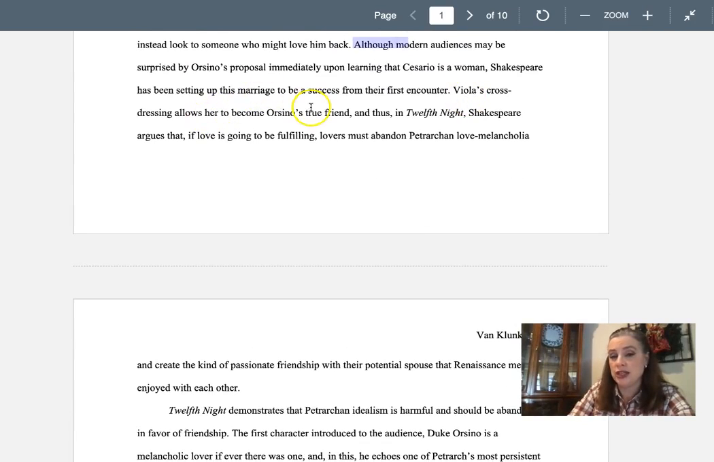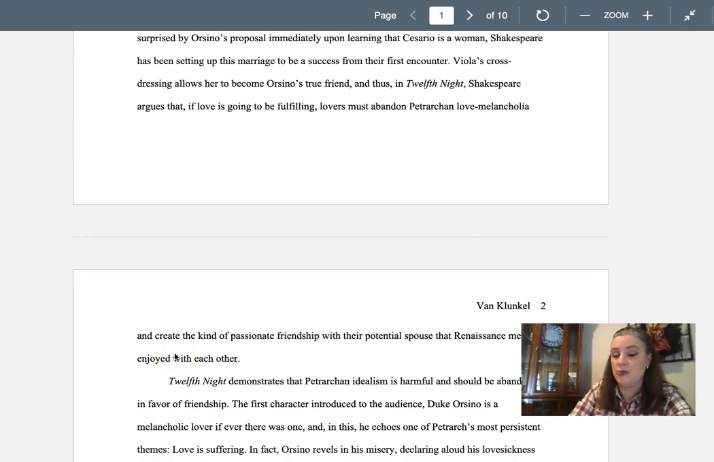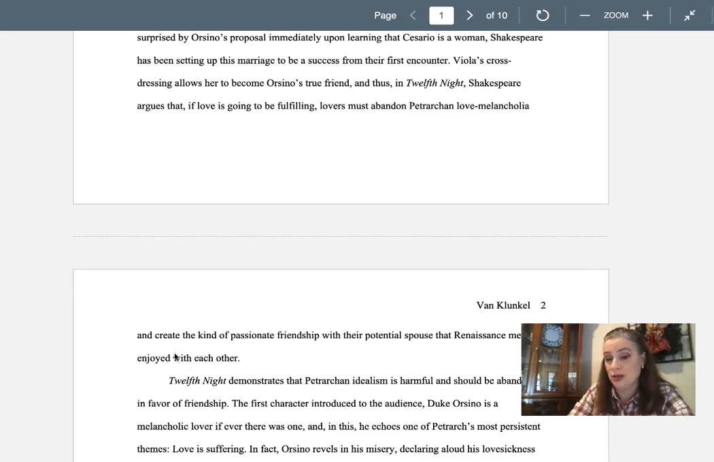Viola's cross-dressing allows her to become Orsino's true friend. And thus, in Twelfth Night, Shakespeare argues that if love is going to be fulfilling, lovers must abandon Petrarchan love melancholia and create the kind of passionate friendship with their potential spouse that Renaissance men enjoyed with each other. So that's my thesis. It's pretty long. I'll be honest with you, I could have divided that sentence and it would have been fine.